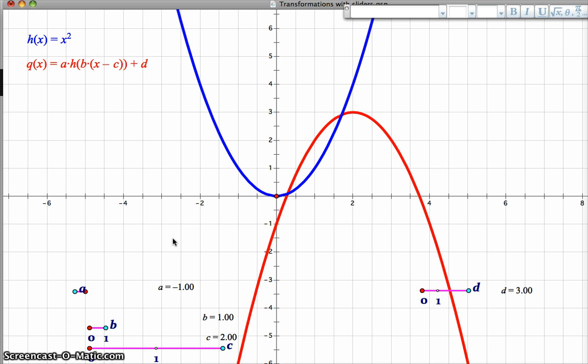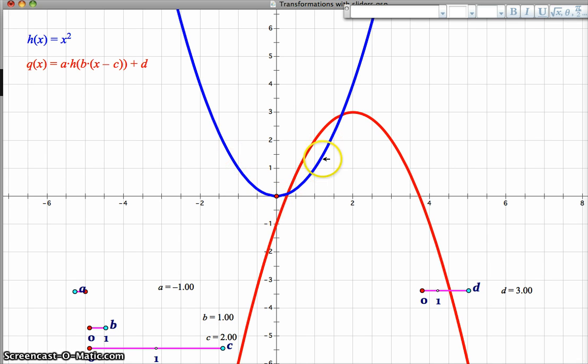Now the order in which we apply these transformations matters. And it really looks like this reflection happened last. We shifted this point here, 0, 0. We moved it 2 to the right over to the point 0, 2, 0. Then we shifted it up 3 to the point 3, 2, 3. And then we flipped the graph upside down from here.